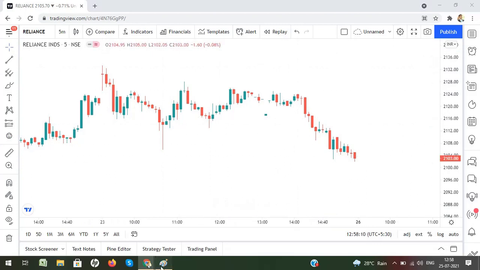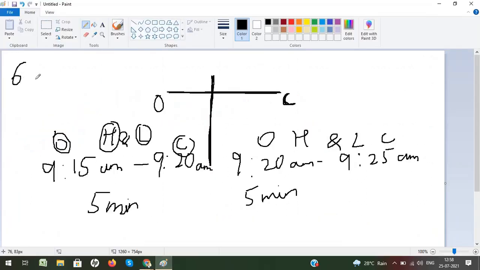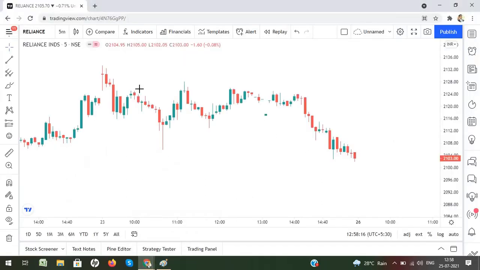We have 6 hours 15 minutes of price action trading that happens in a day, and if I break it by 5 minutes, these number of candlesticks are constructed. If I place a cursor on the first 5 minute candlestick for 23rd July, you can see the open, high, low and close. What's the open? 2130.60. What's the high? 2133.30. What's the low? 2125.15. What's the close?